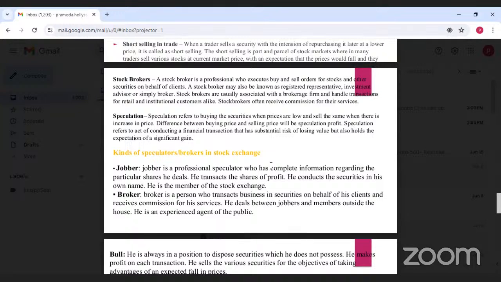That means the difference between the purchase price and the selling price. Purchase price was 1 lakh 20,000. Sale price is 1 lakh 40,000. So the difference amount of 20,000, you call it speculation profit. Am I clear? Yes, ma'am. This method of conducting a financial transaction means you are risking your money. You are buying when the price is low and selling when the price is high. So the difference between the purchase price and the sale price is called speculation gain or speculation profit. This activity you call speculation. Hope I'm clear with all these terms of stock exchange.